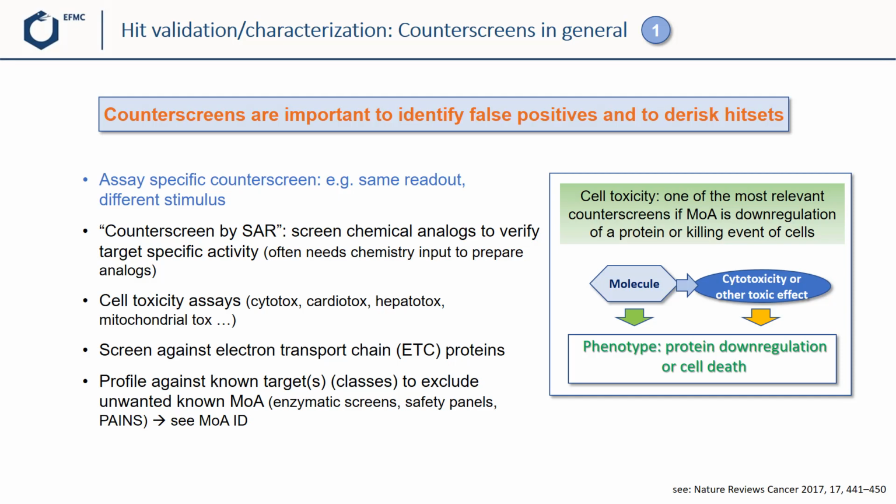Lastly, one can directly profile questionable hits or hit clusters against known but unwanted targets or target classes to exclude those unwanted mechanisms of action. This will also be further reviewed in the section of the webinar where we discuss the elucidation of the mode of action.